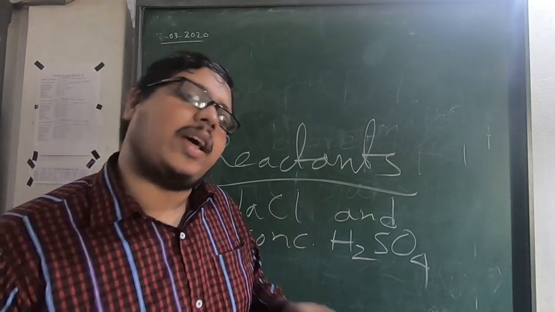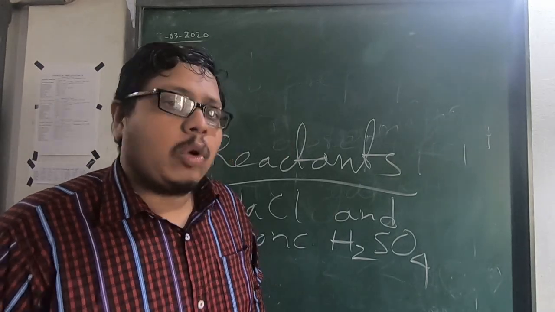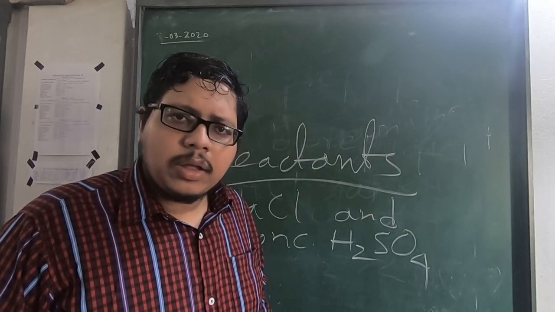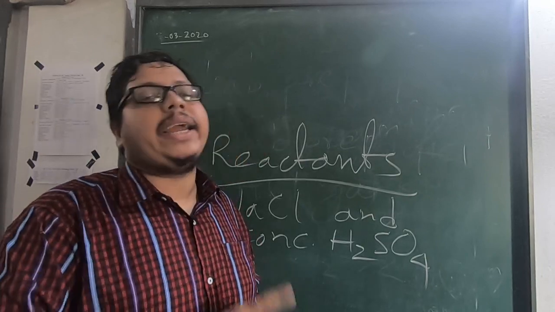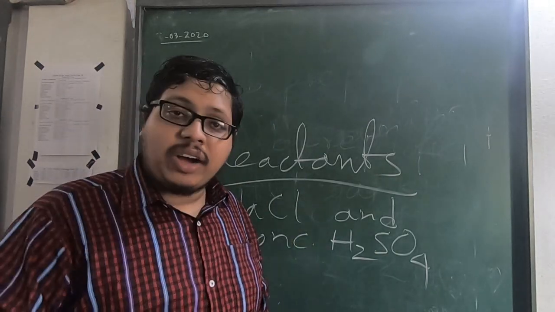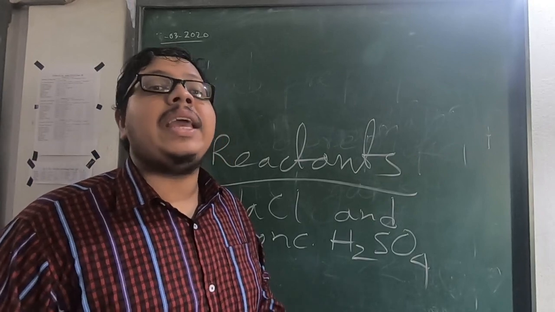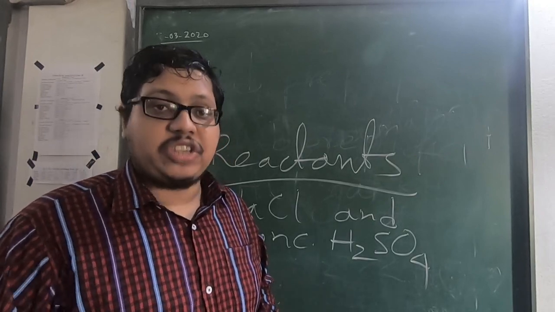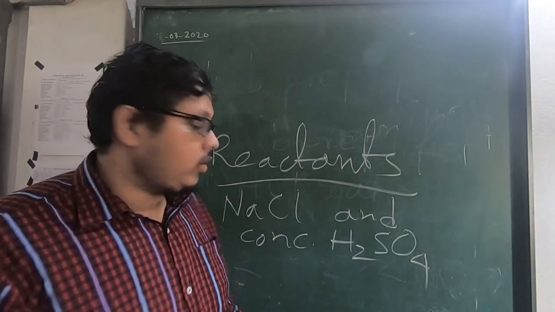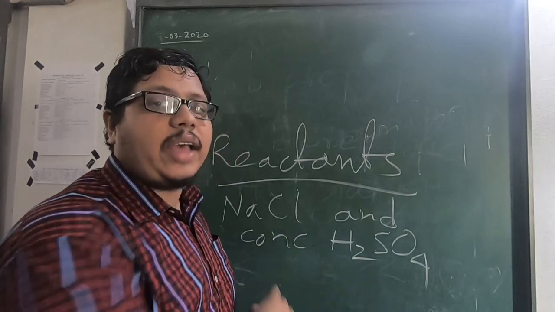Now you might say, sir, why not any other chloride? As we saw earlier, we can use KCl also, can't we? We will get HCl. Okay? We will definitely get HCl if we use any other chloride here also. However, sodium chloride is the most easily available reactant. It is cheap, easily available. So we are going to use what? Sodium chloride. And why concentrated sulfuric acid?